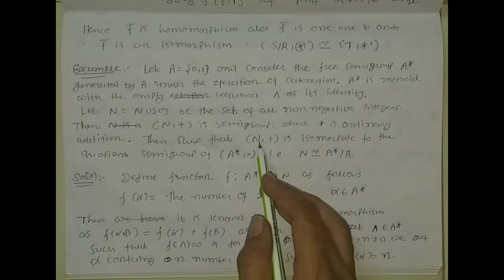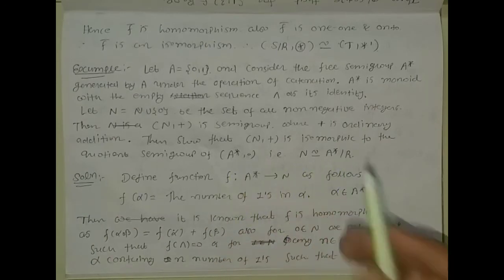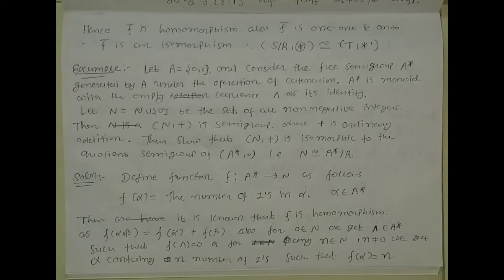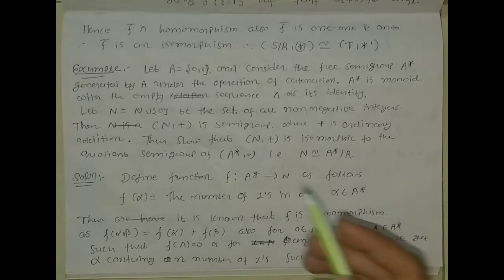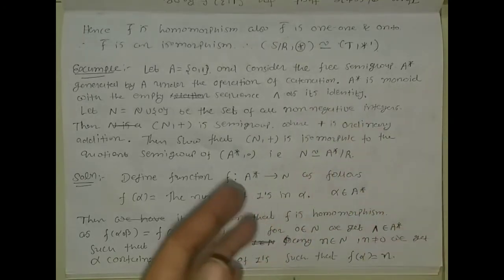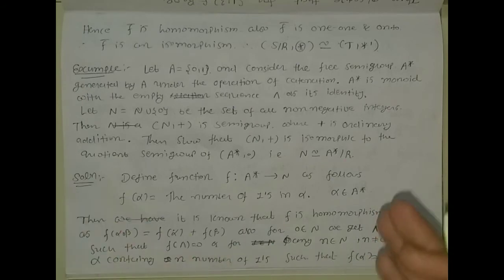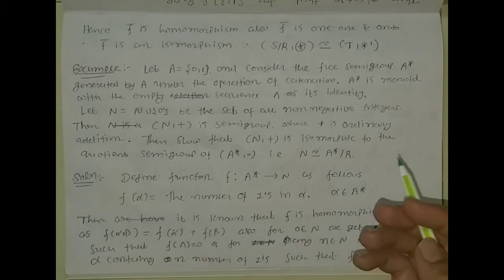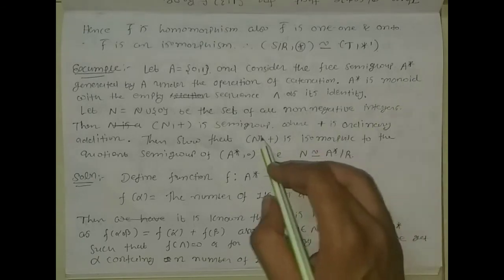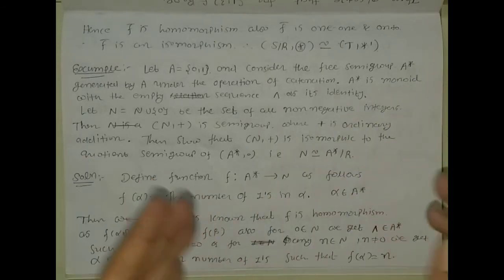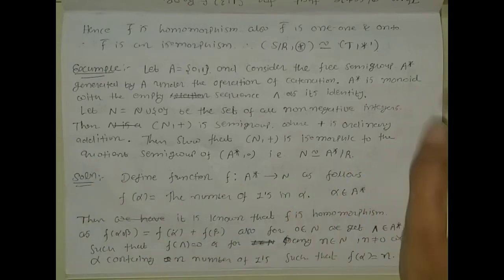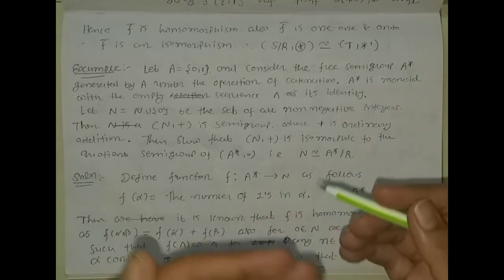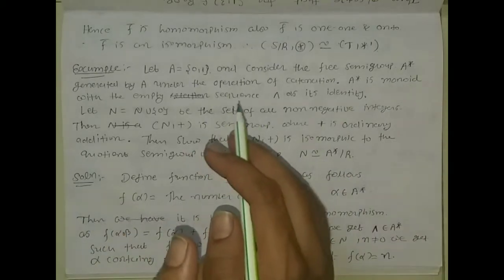Our aim is to show that N is isomorphic to A star quotient R. For that we have to define one homomorphism and one congruence relation R on the set A star. In this example we are using the fundamental homomorphism theorem. So we have to define one homomorphism from our semigroup A star to N. Then we have to define one congruence relation R on this semigroup A star. After this we say that this homomorphism is an onto homomorphism.